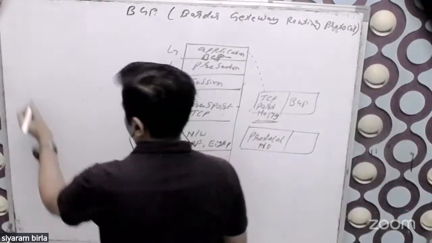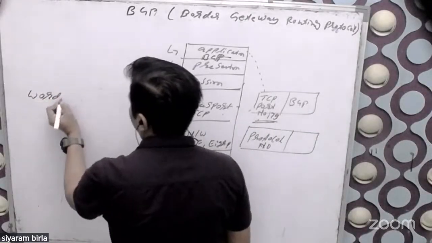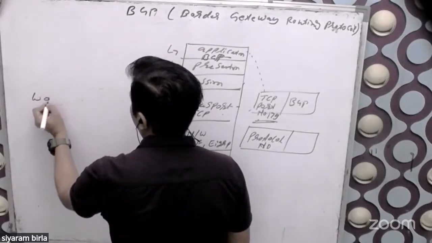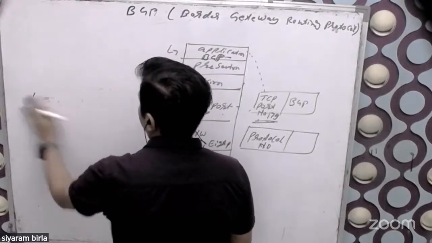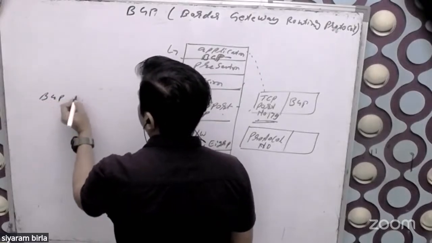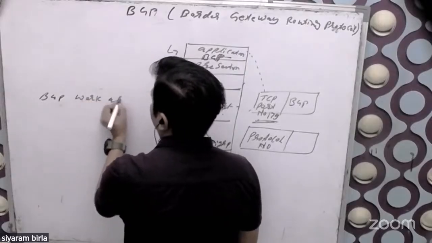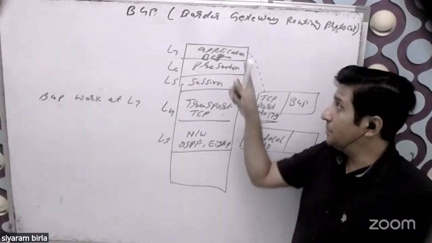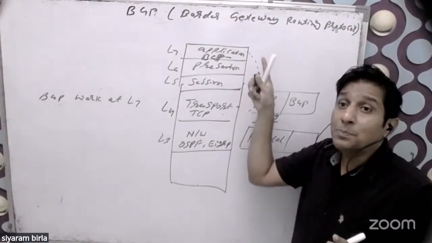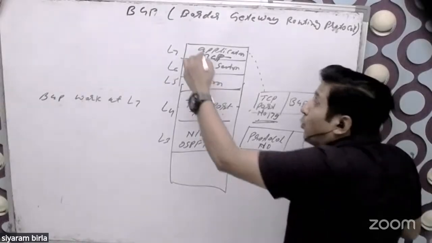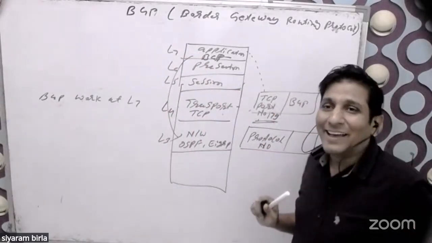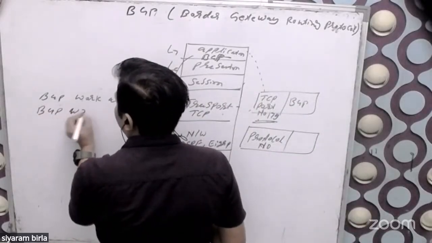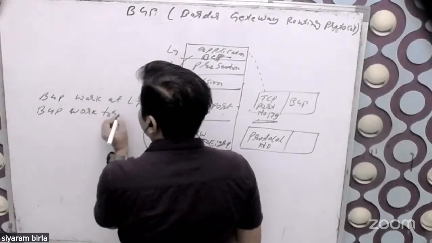In the CCNA exam, you should read the options carefully. One option may say BGP works at layer 7, but another may say BGP works for layer 3. That is very tricky.